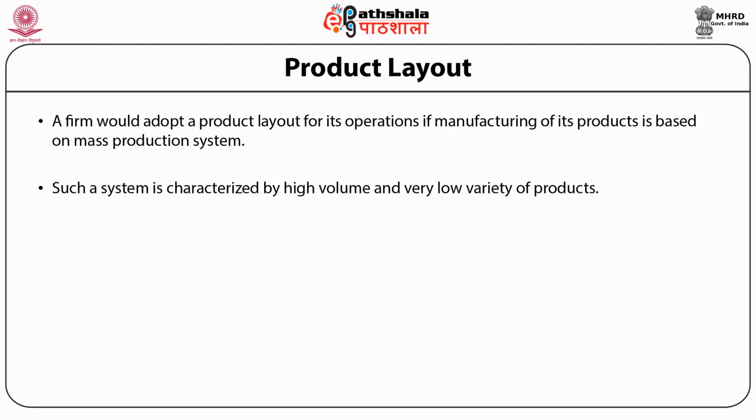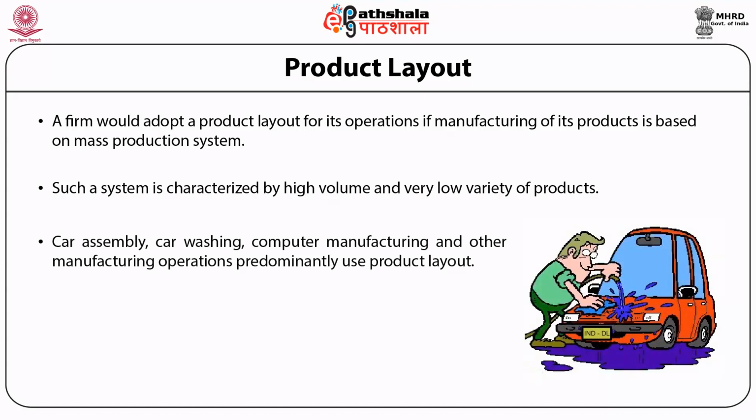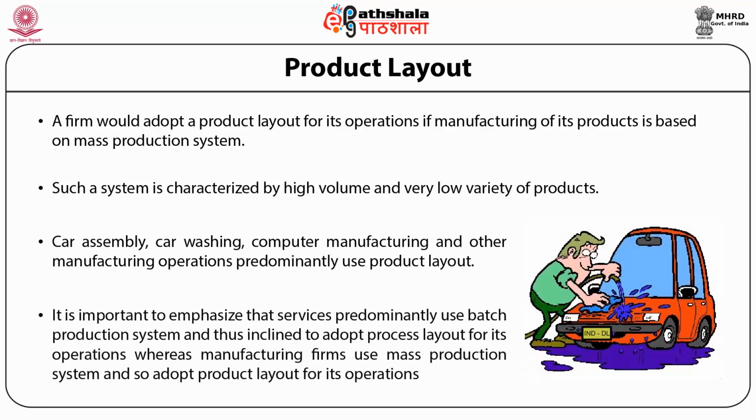Product layout. A firm would adopt a product layout for its operation if manufacturing of its product is based on a mass production system. Such a system is characterized by high volume and very low variety of products. As high volume of product is required, operations are continuous and repetitive. Car assembly, car washing, computer manufacturing and other manufacturing operations predominantly use product layout.